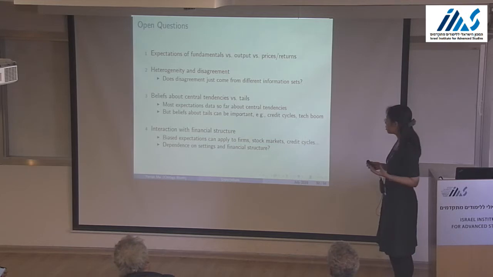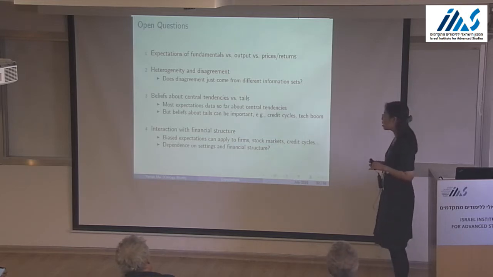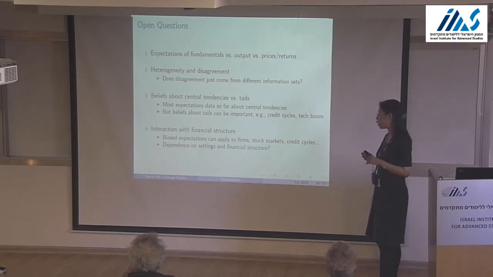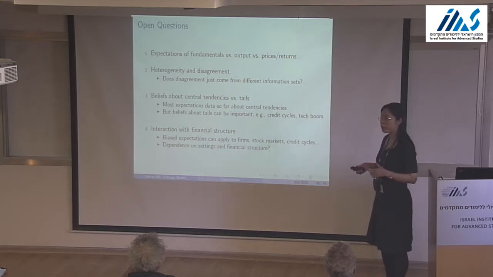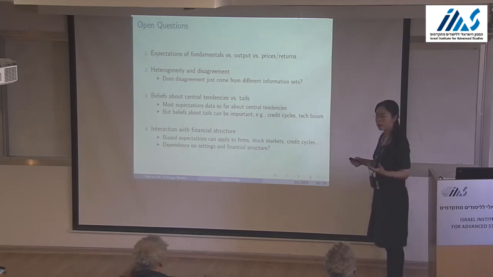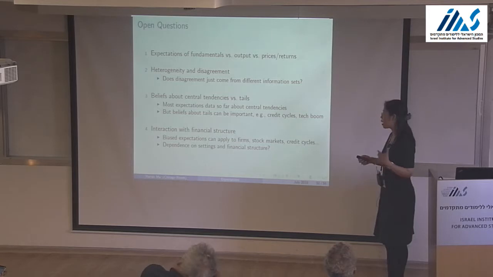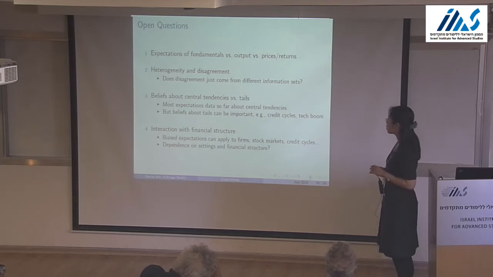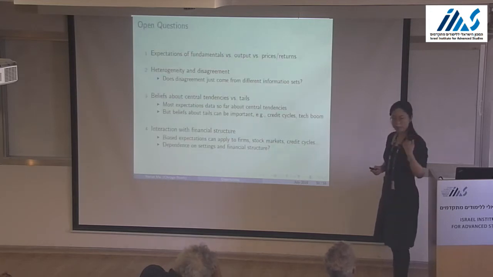And finally, as I also mentioned in response to Alhana's question and several other questions, we have models to characterize biased expectations, but are we thinking about applying the model the same way to firm managers, stock markets, and credit cycles? That's another question one needs to think about in practice. Is there any interaction between biased beliefs and the underlying settings and financial structure? If you only allow people to finance things based on equity, or based on debt, or a mixture of different securities, does the same type of belief bias have a different impact on real outcomes? That's something that I think has not really been explored. Maybe the biases themselves depend on the financial structure.